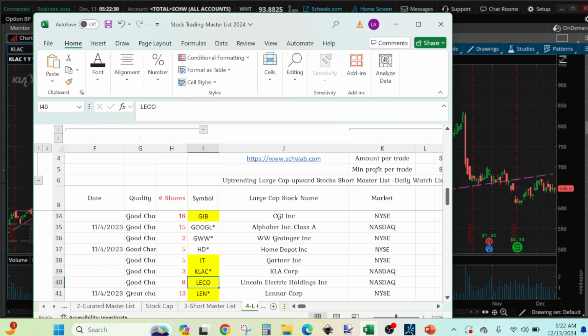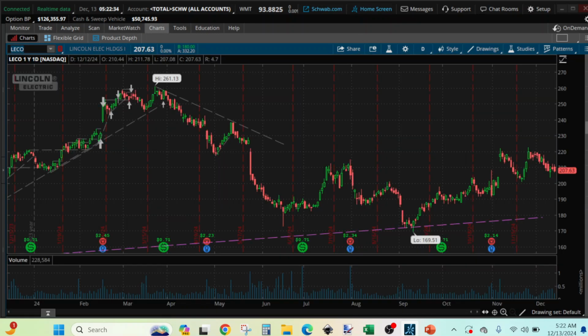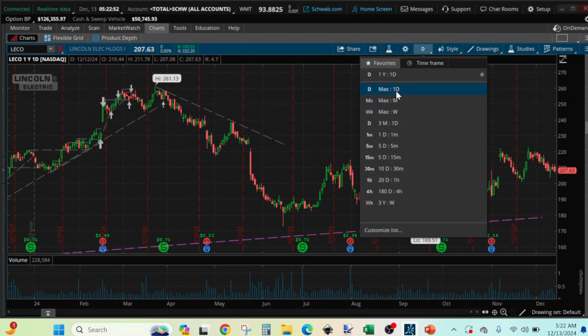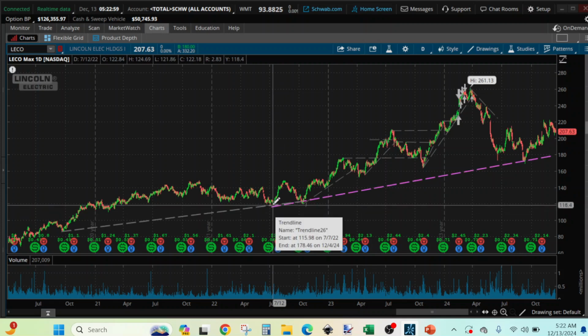LECO. Let's try LECO. L-E-C-O. Okay. It came to that touch point already and start doing those things, but I would prefer to, let me see, maximum daily. Yeah, this is a long-term trend line.